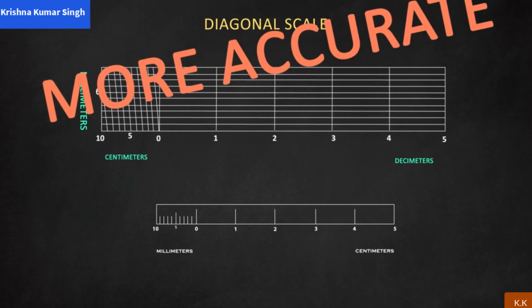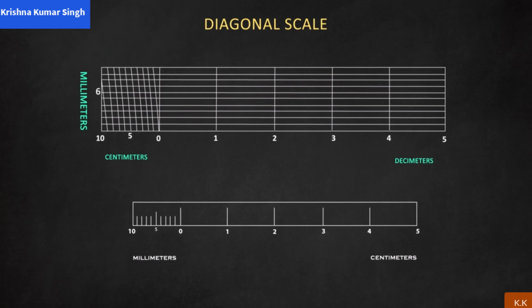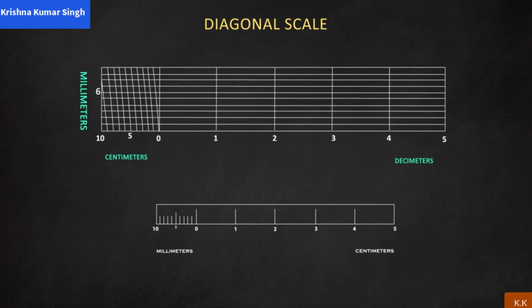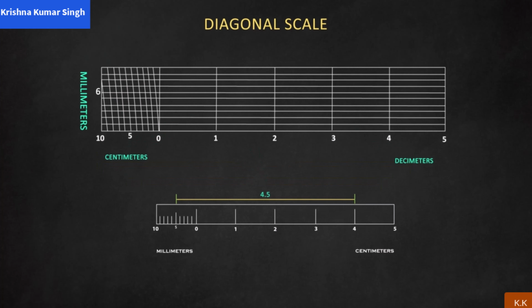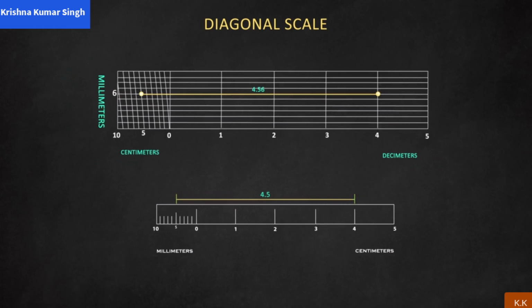Diagonal scale gives a more accurate measurement than the plane scale. For example, the plane scale can measure 4.5 units, but cannot accurately measure up to 4.56 units, as there are no further subdivisions in the plane scale. As the diagonal scale contains two subunits, it can measure up to two decimal values, for example, 4.56. Let's see how to construct a diagonal scale for the following problem.